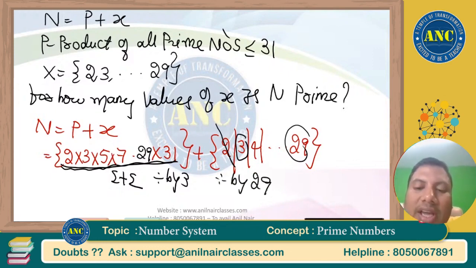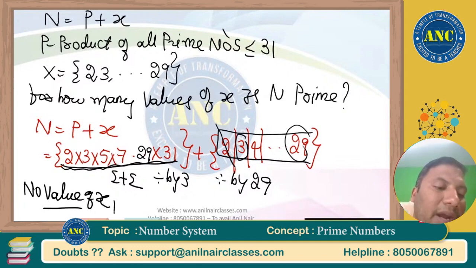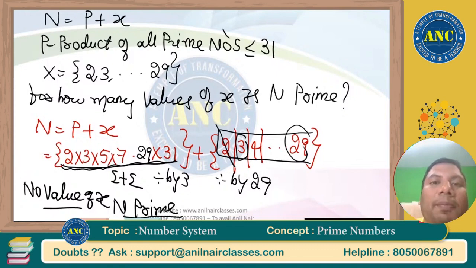Every term, whatever the elements that are there in X, whether it is 2, 2 is a part of P. If it is 3, it is a part of P. If it is 4, the factor of 4 is a part of P. 5 is a part. If 6 is a composite number in X, the factors of that composite number are present in P. So everything will become a multiple of K. K could be 3, K could be 5, and so on up to 29. No value of X will make n a prime number. I hope the idea is clear.